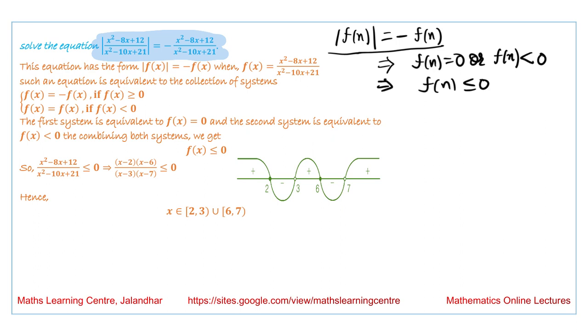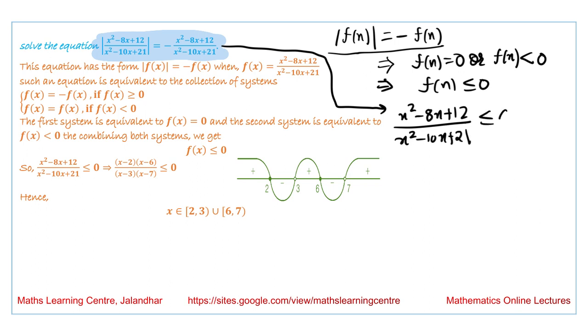So solving this problem is equivalent to solving x square minus 8x plus 12 divided by x square minus 10x plus 21 is less than or equal to 0. Now if we factorize these terms, the numerator is x square minus 2x minus 6x plus 12, divided by x square minus 3x minus 7x plus 21, is less than or equal to 0.